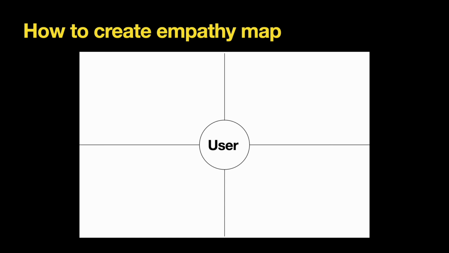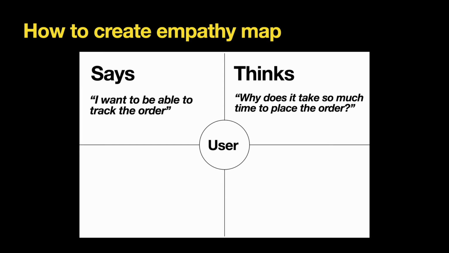Now let's talk about how to fill the canvas. Empathy Map has four quadrants with the avatar of the user in the center. Each quadrant should be filled with information about your users. The top left quadrant, Says, should be filled with the specific things that the user literally said during the qualitative research. The top right quadrant is Thinks, and it should be filled with the specific things that the user is thinking while interacting with the product.